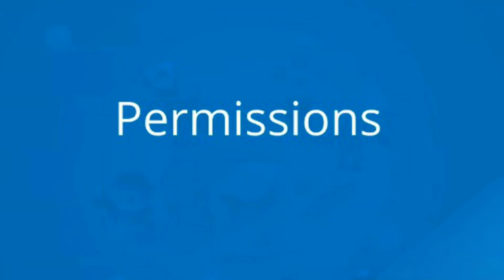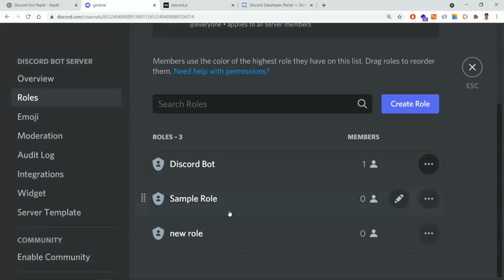This is a continuation part for the permissions lesson. In the earlier lesson, we were able to create a new role, the new role here. So let's see how to add this role to a user.